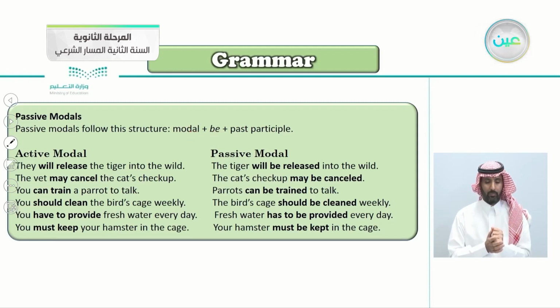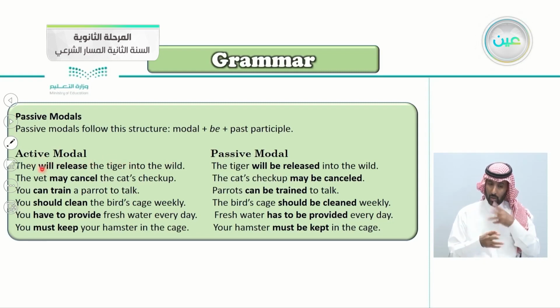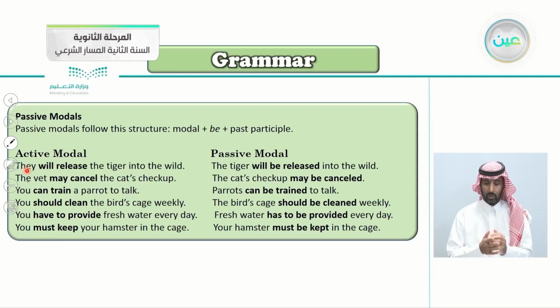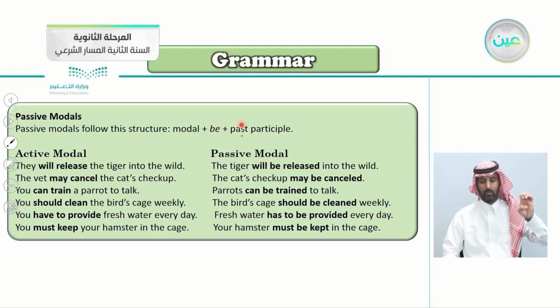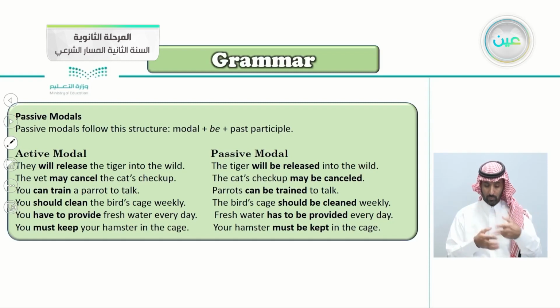For example here, let's take how do we change from active modal to passive modal. They will release the tiger into the wild. Of course, the modal here is will, and the verb is release. The subject is they, and the object is the tiger. How do we change from active modal to passive? So we begin with the object, the tiger will be released. Will, this is the modal, be, and the verb with the past participle is released into the wild.